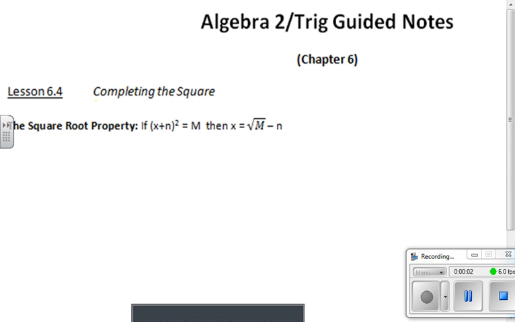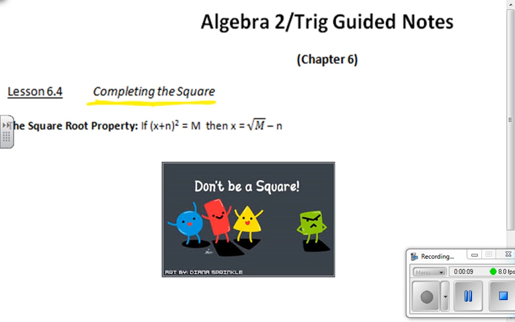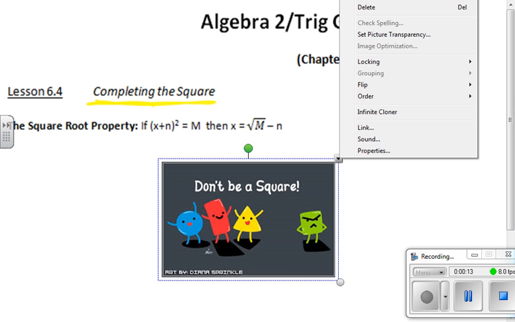Lesson 6.4 is all about completing the square. If we learned anything from 1940s jazz musicians, it's don't be a square. Well, in this lesson, it's actually going to be very helpful to be a square.